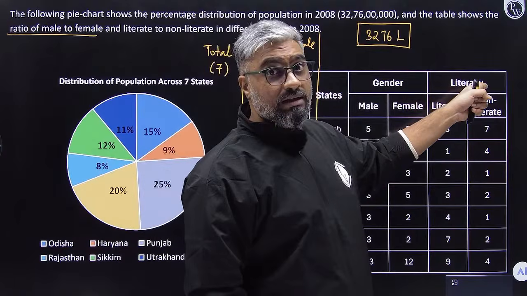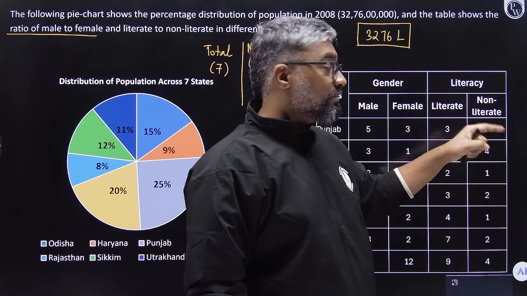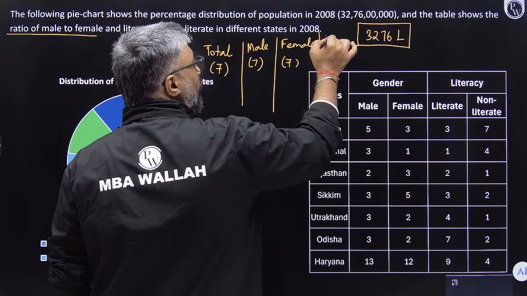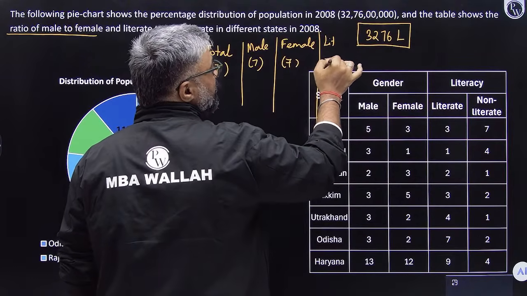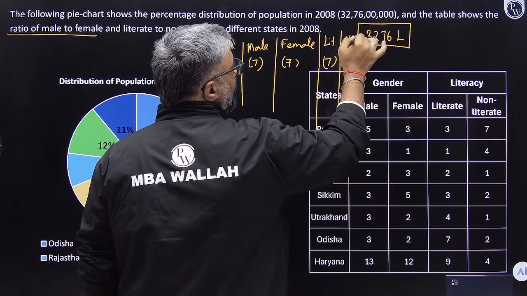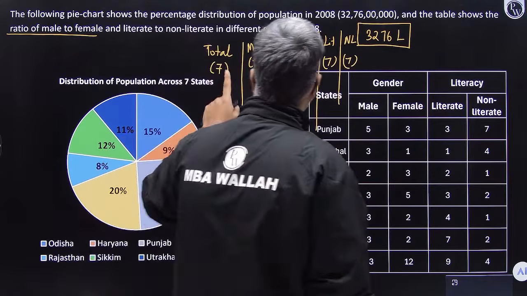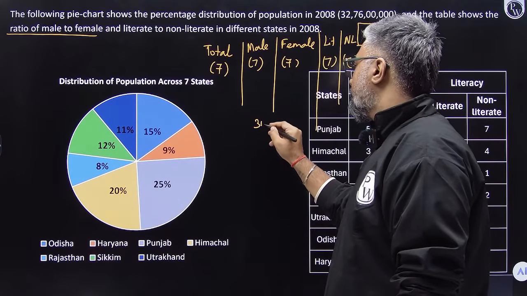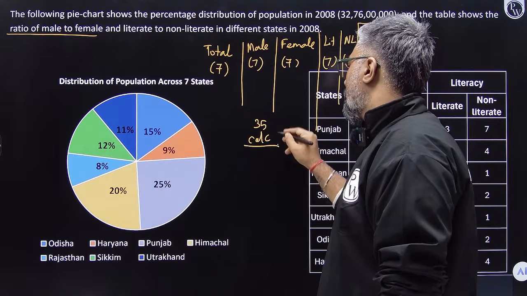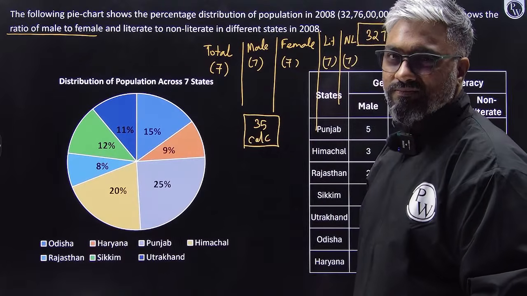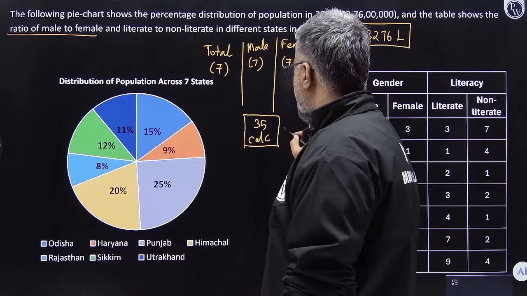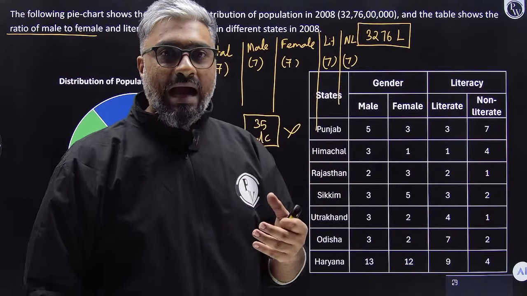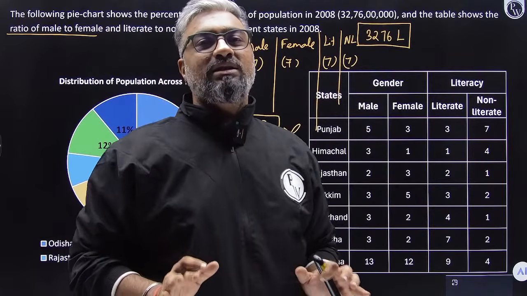Next, moving on to literacy. Again, the ratio is given: 3:7, 1:4, 2:1. So there also I have to do calculation. For literates, 7 calculations. For non-literates, 7 calculations. Doing 1, 2, 3, 4, 5, that's 35 pieces of calculation. Is it worth it or not? Not worth it, right? Because doing 35 pieces of calculations, I at least need 7-8 questions to justify that.